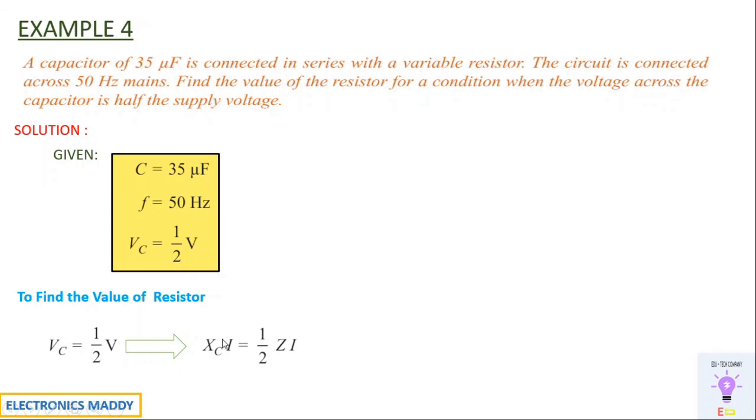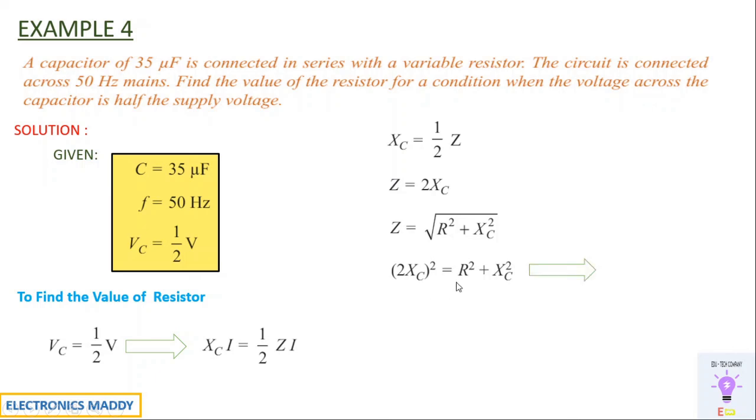So VC is equal to I into XC, that is equal to half into V, which is given by I into Z. So write this. I and I will cancel out each other. So you'll be left up with XC is equal to half into Z. So Z is equal to 2 times XC. They've asked us to find the value of R. So how do we find that? We know that Z is equal to square root of R square plus XC square. So we know the value of Z is equal to 2 times XC. Substitute the value of Z as 2 into XC square.